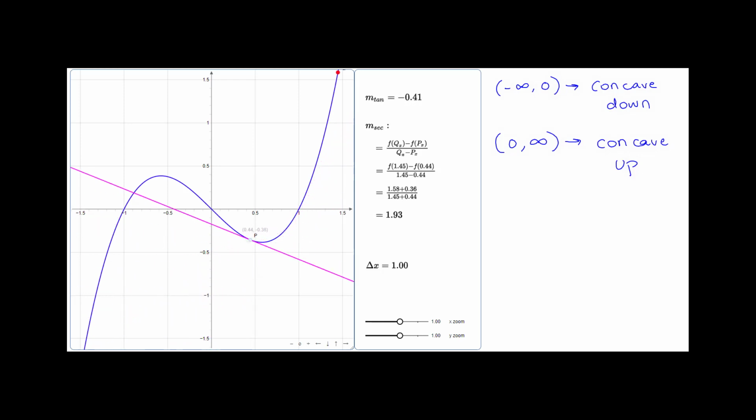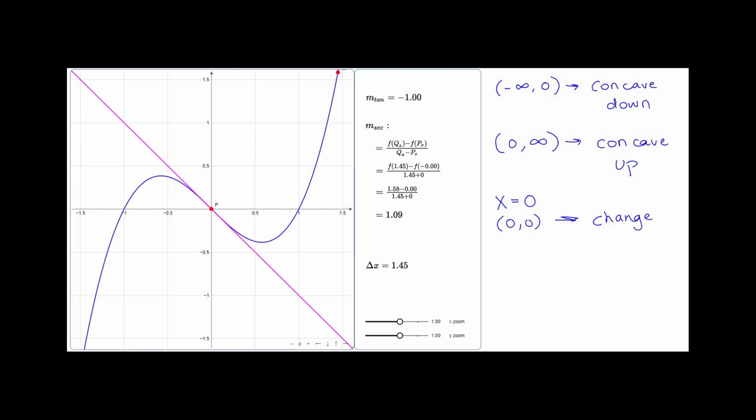But there's this one special point right here at 0. So where x equals 0, or if we want to be more precise, we can call it (0, 0), because it really does happen at a y value. And at that particular point, what's happening is we have a change in concavity. So our graph changes from concave down to concave up. And anytime we have a point where our graph changes concavity, that's called an inflection point.